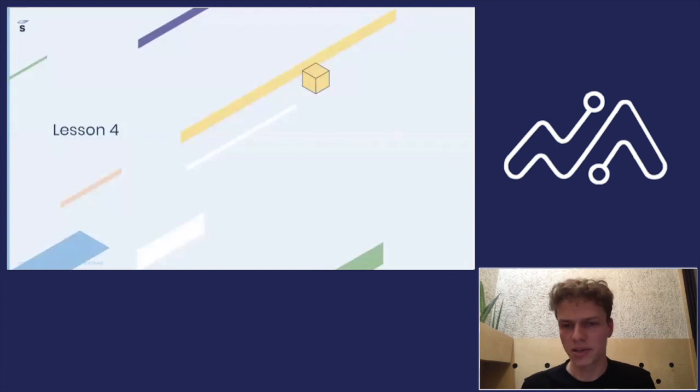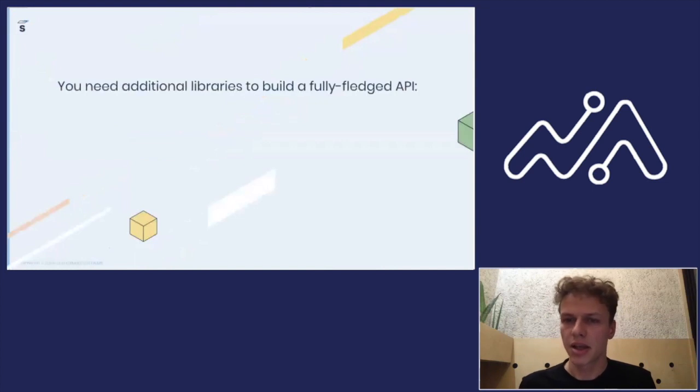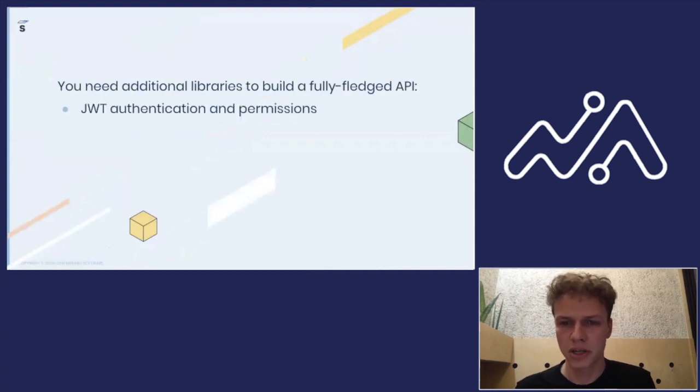So this brings us to the lesson number 4, which is additional libraries. So we realized that if you are building a fully fledged API, you need a lot of additional libraries in Graphene. So a few examples. First of all, JWT authentication and permissions. I said earlier that we have support for that, and this is true, but it's not available in Graphene by default. For that, you need additional library.